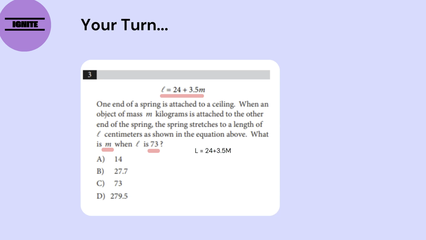Let's input 73 into the equation. Once we have that, this equation becomes relatively easy to solve. We just need to subtract the 24 from each side, get our resulting expression, and divide over. And once we divide, we're going to get m equals 14.